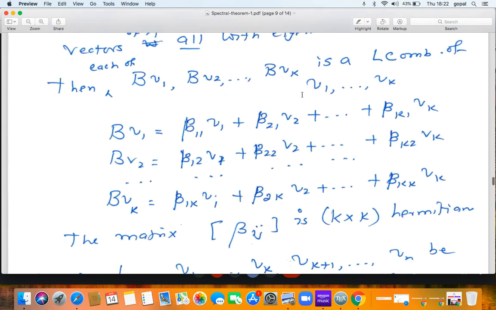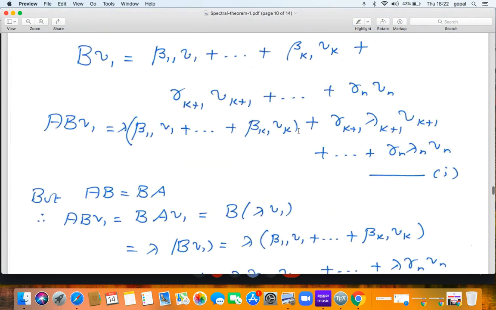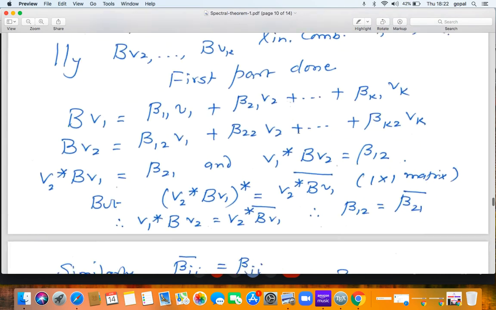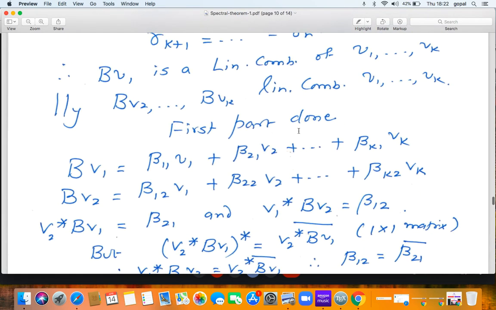Now we got these coefficients. So BV1, BV2, ..., BVk, we got a bunch of coefficients. You have to show that this bunch of coefficients forms a matrix which is Hermitian. So let us write BV1 is beta 11 V1 plus beta 21 V2 plus ... beta k1 Vk. BV2 is beta 12 V1 plus ... beta k2 Vk.